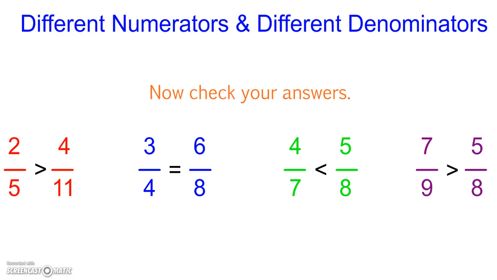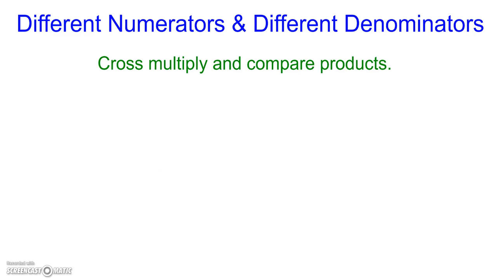Okay, so that was a lot of work. Let me show you another technique that's also helpful when comparing fractions with different numerators and different denominators. We call this the cross multiply and compare products technique, and we'll use the same fractions as before. The fractions we're comparing are 3/4 and 5/7. In the last example, we found the common denominator of 28, and then we compared those equivalent fractions.